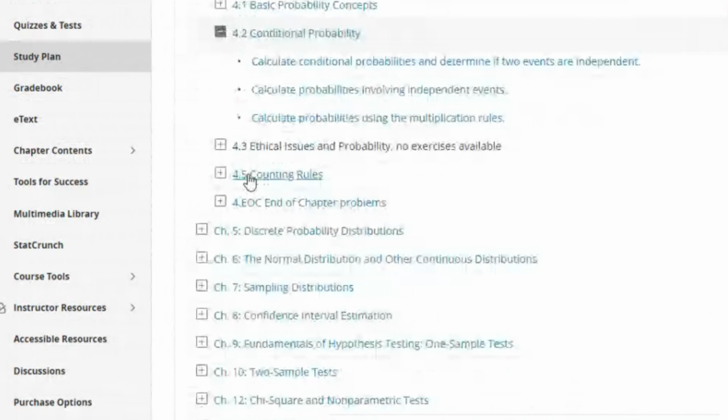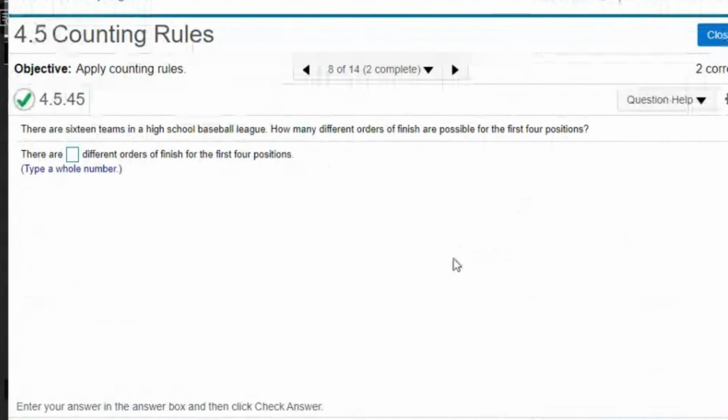Okay, now let's review some problems using counting rules, and then we'll be done with this review of probability. Here's a problem. There are 16 teams in a high school baseball league. How many different orders of finish are possible for the first 4 positions? So is this a permutation or a combination? Well, does order matter? Yes, it says how many different orders are there. So this is a permutation.